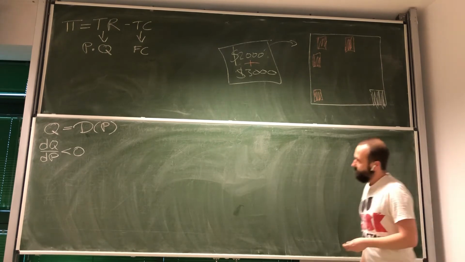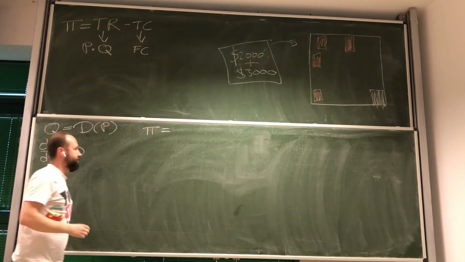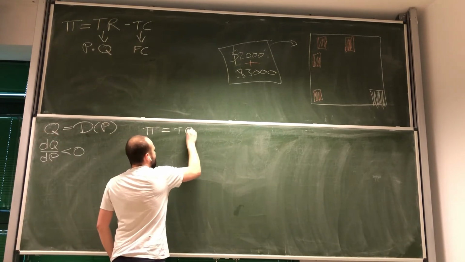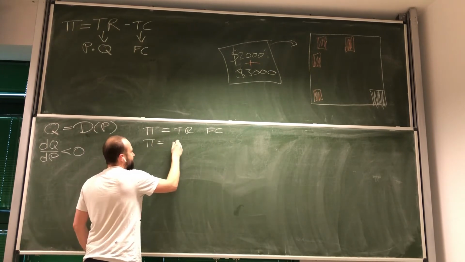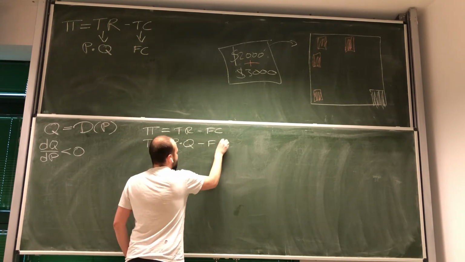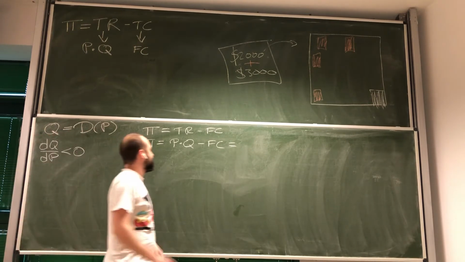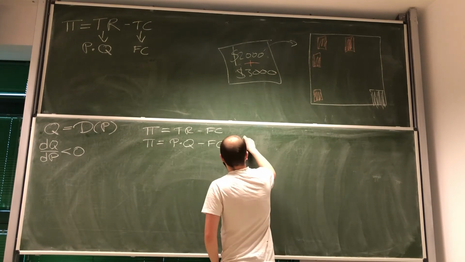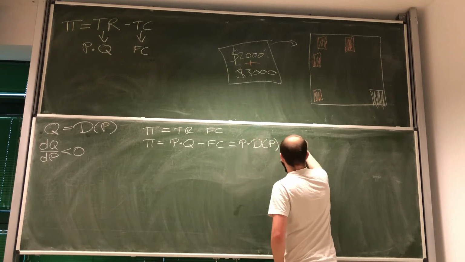Now, the profit of your company is given by total revenue minus fixed cost, right? But your total revenue is nothing more than price times quantity, minus fixed cost, right? However, we know that quantity is also a function of price, right? So we get that this is P times D of P minus fixed cost.